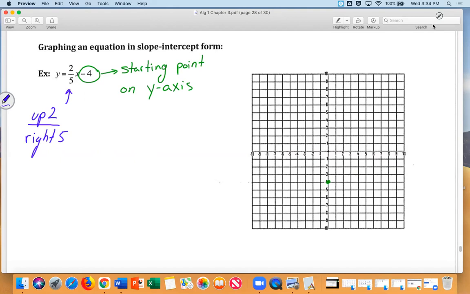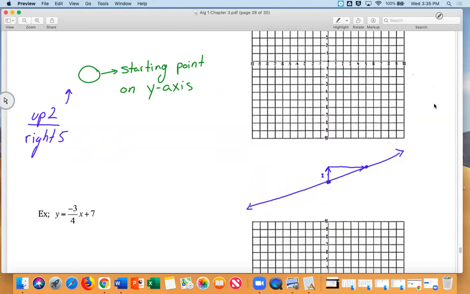You're going to go up 2 blocks from my starting point. So from -4, I'm going to go up 2 blocks, 1, 2, and then I'm going to go to the right 5 blocks, 1, 2, 3, 4, 5. I'm going to plot a point there. And now I have these 2 points right here and right here, and I'm simply going to connect my dots. I'm going to take a second to admire that line because it is a very straight line. So that's how we graph in slope-intercept form.